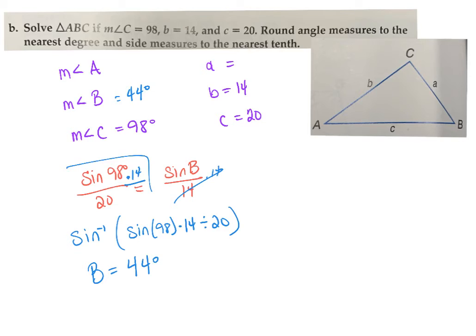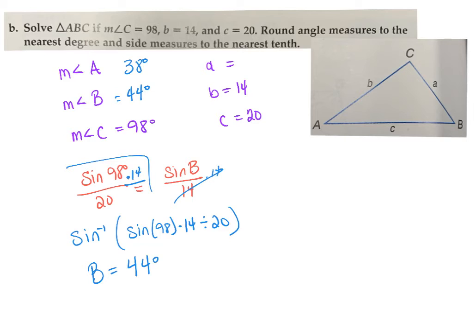Right, so once I have that, I'm not going to go back to sine of this over sine of that equals that. I am going to just subtract from 180. And so when I do 44 plus 98 subtracted from 180, I will get 38 degrees. All right, 38 degrees. Because path of least resistance is really what you want to do with these.